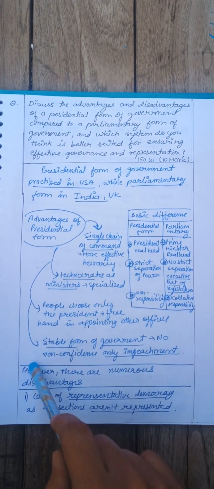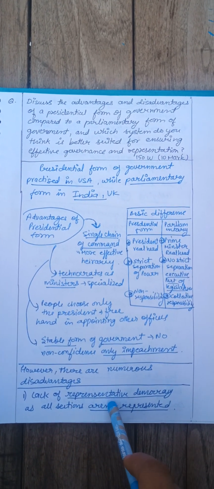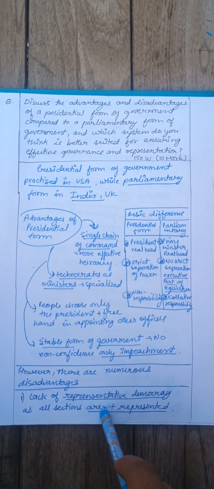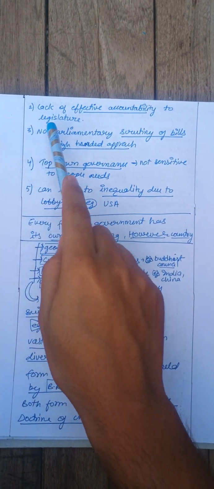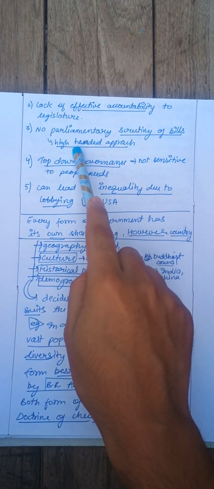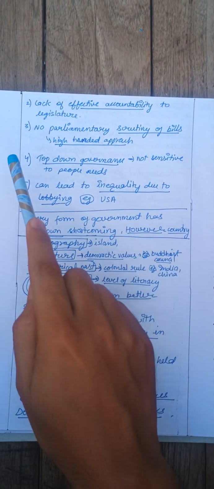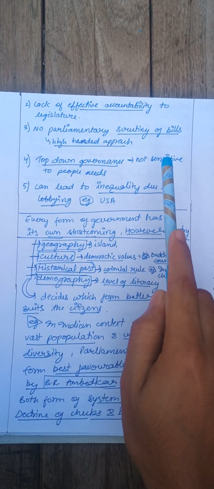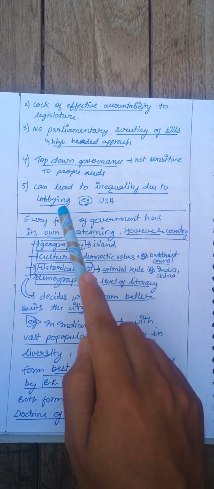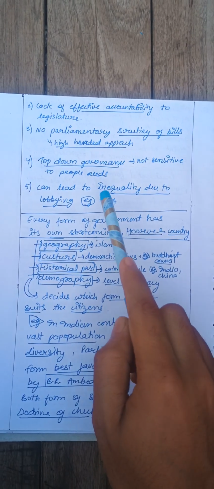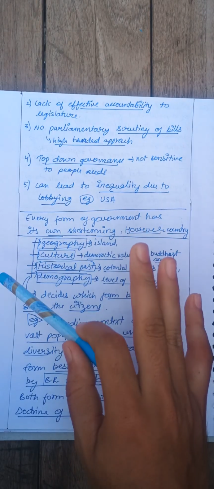Then we move to the other dimension, that is disadvantages. First point is lack of representative democracy, as all sections are not represented. And the second point is lack of effective accountability to legislature. Third, no parliamentary scrutiny of bills, high-handed approach. Fourth, top-down governance, not sensitive to people's needs. Fifth, can lead to inequality due to lobbying, example USA. So in this dimension also we have written 5 points, that is enough to get 1.5 marks.